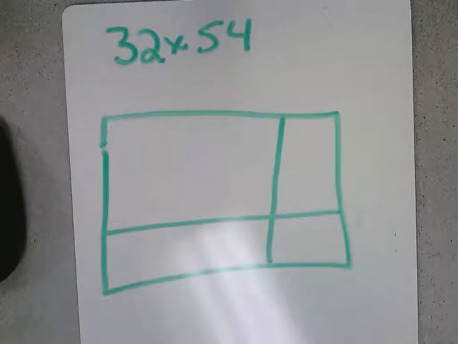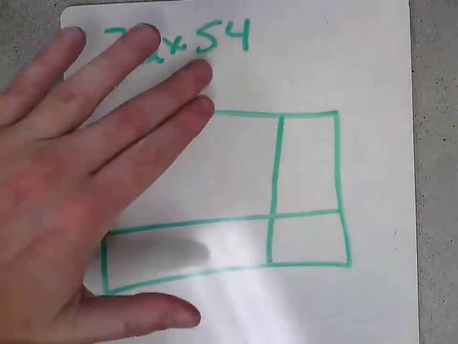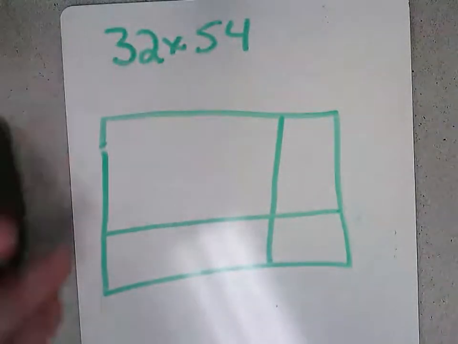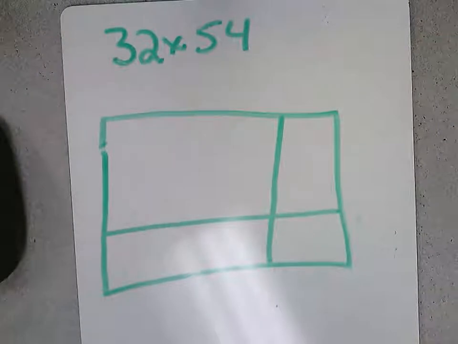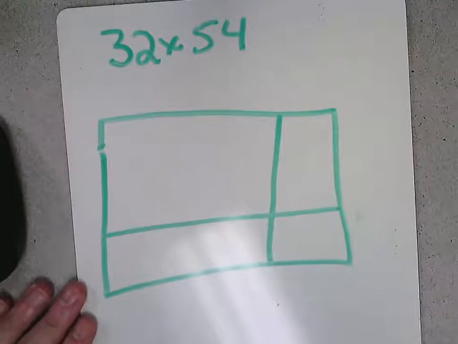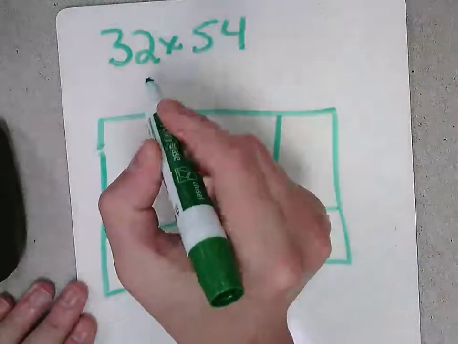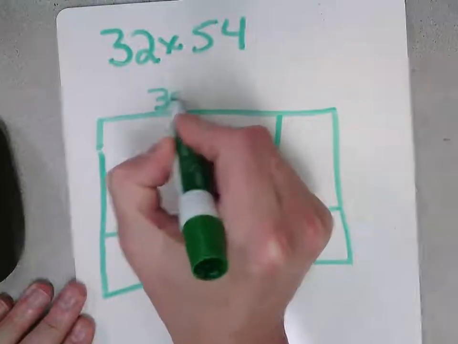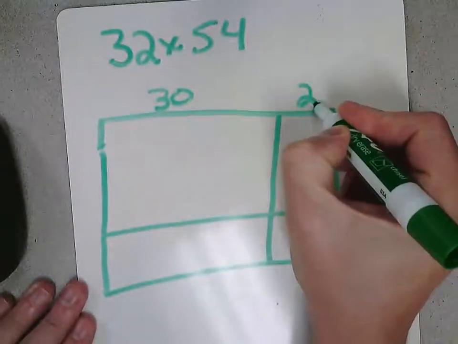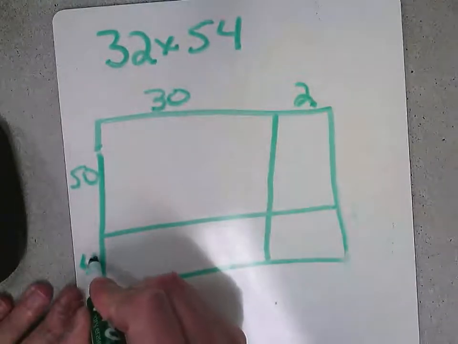Now, because it's multiplication, it doesn't matter whether we have the 32 on the left or the 54 or vice versa. Either way it works, but we'll just show this. We'll put the 32 on top. So we break that into 30 and 2, which is the expanded form of 32. So we label 30 and 2. And then on the left, we'll have 50 and 4.